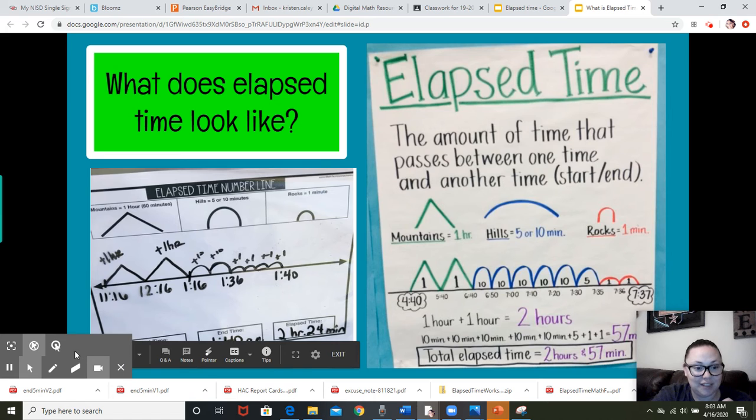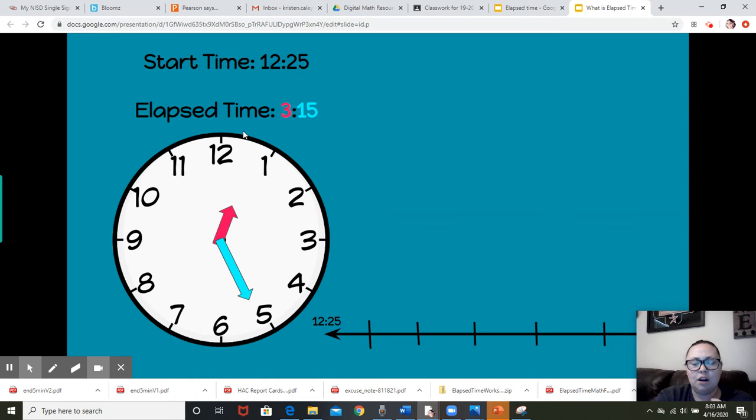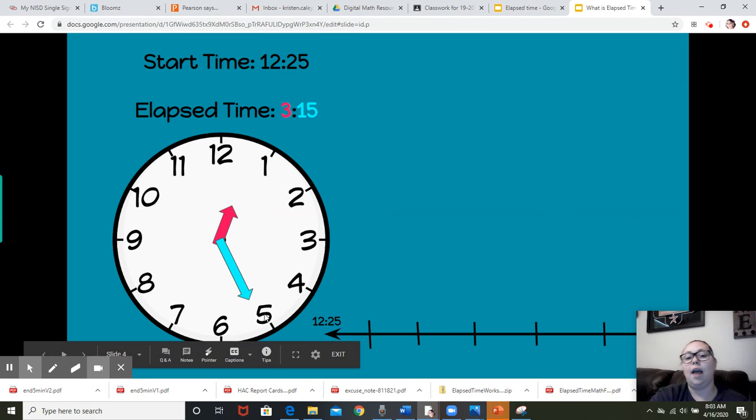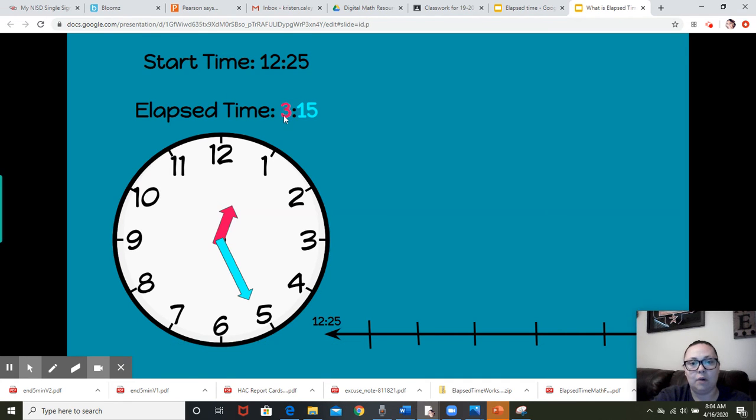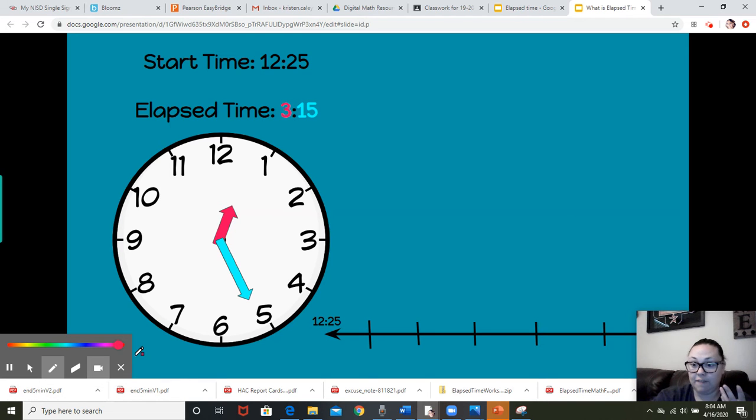Okay, so let's look and see how this actually looks in real life. So I've got a clock here, and our starting time on this clock is 12:25. And our elapsed time is 3 hours and 15 minutes. So let's see how we could find out what our end time is, okay?